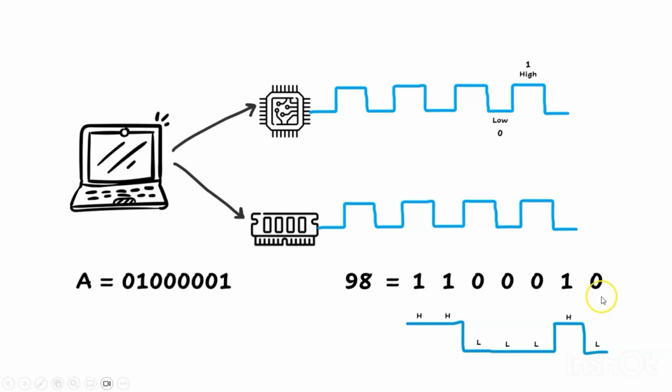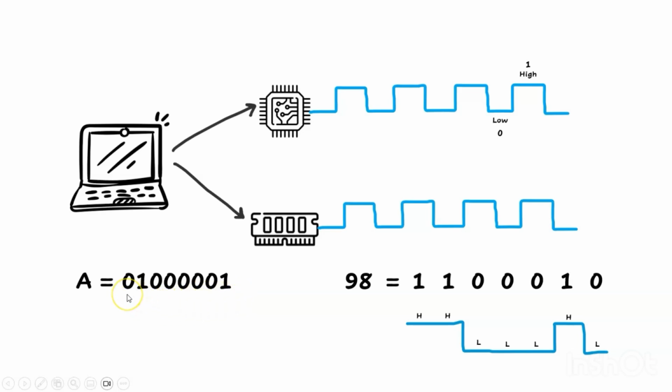So the number 98 needs 7 bits to be represented in binary. 1, 2, 3, 4, 5, 6, 7. And the character A requires 8 bits accordingly.